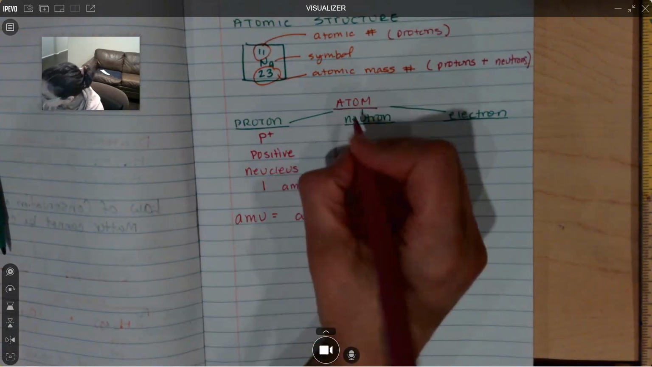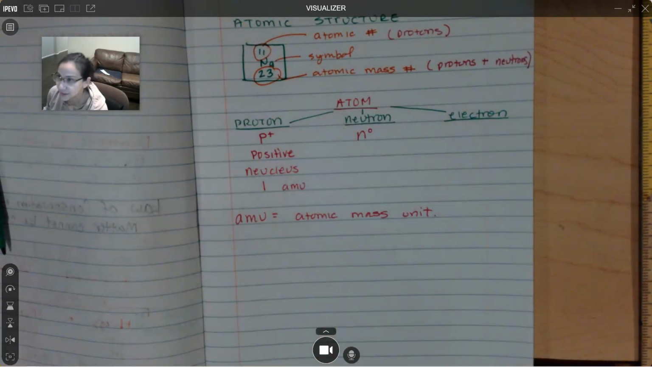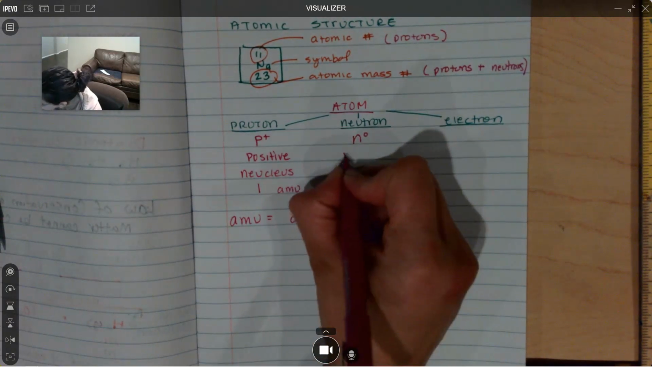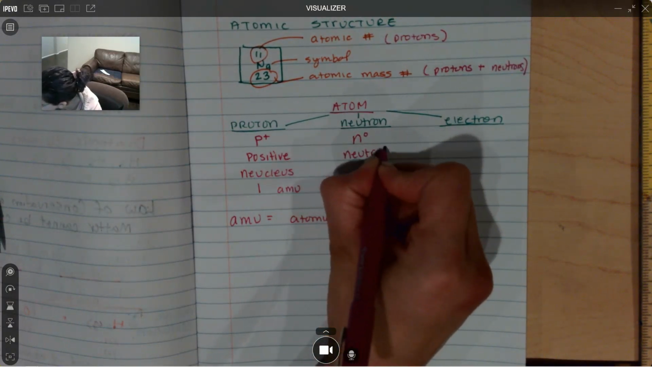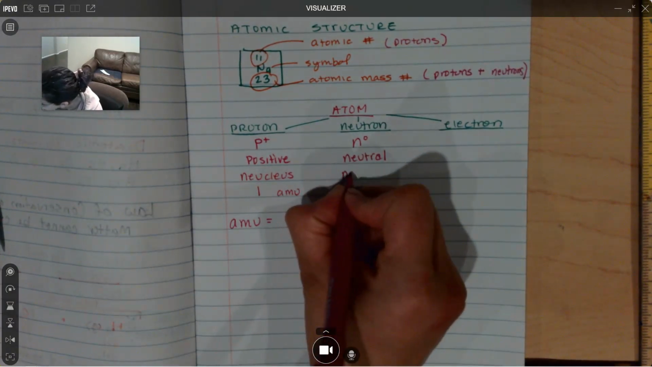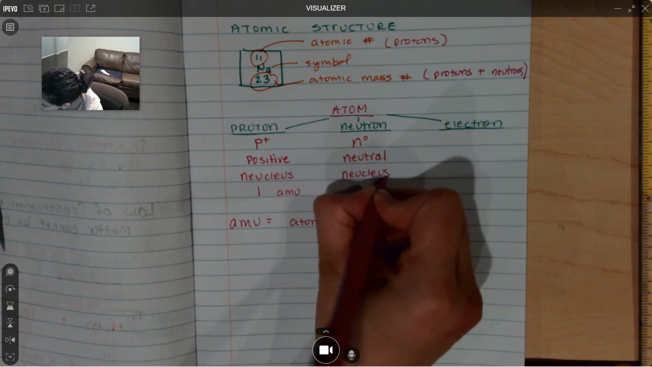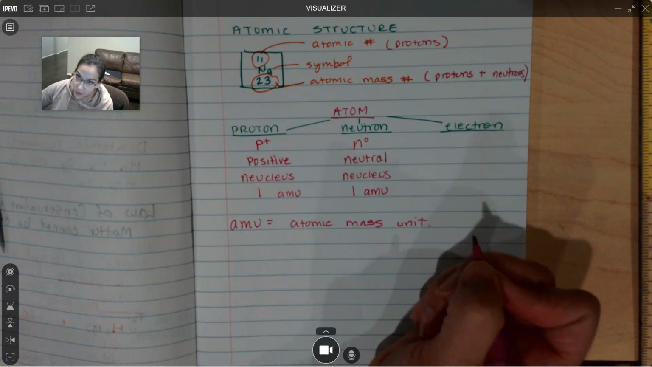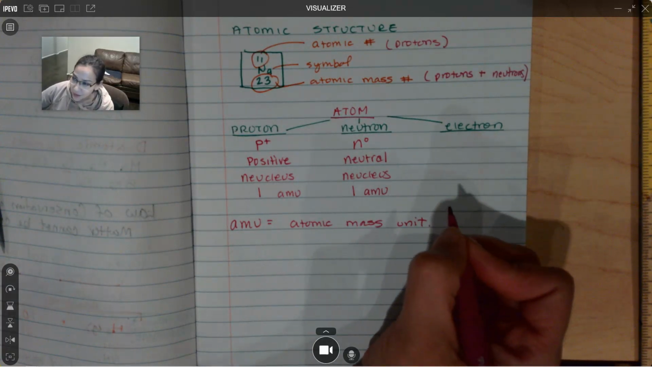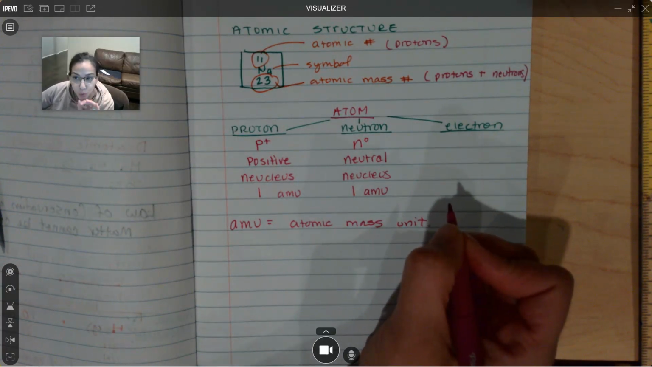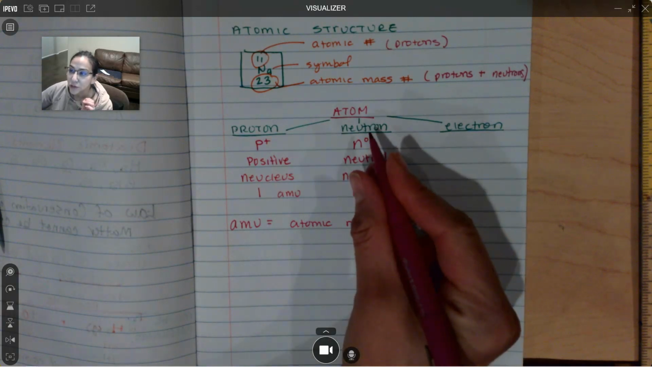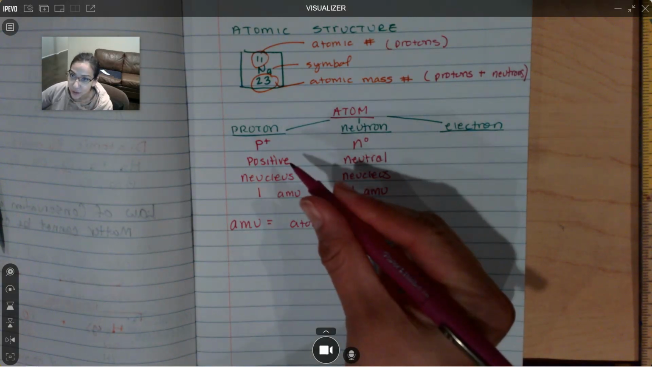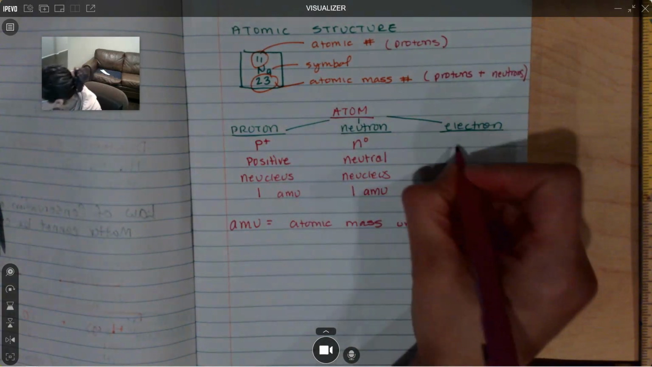All right, a neutron is neutral, like the name suggests. So its charge is neutral. It's also located in the nucleus, and it has a mass of 1 AMU. And one more time, in reality, that's not like the actual number. It's really, really close to it. But a neutron is actually slightly bigger than a proton.